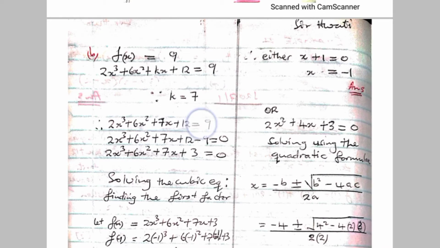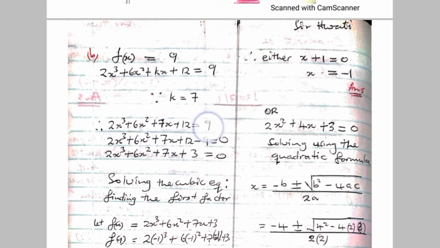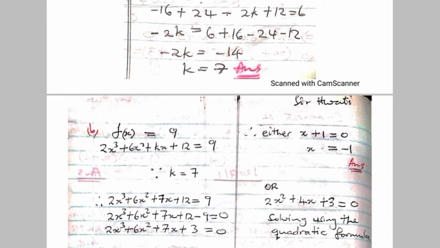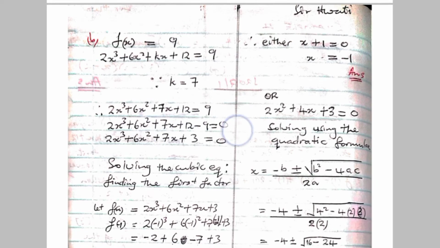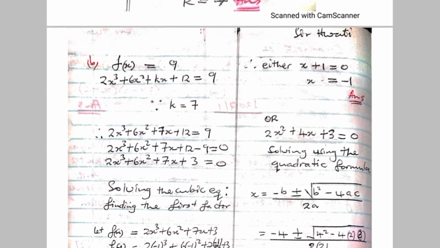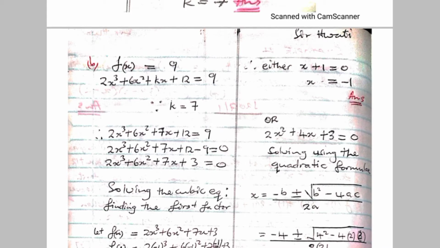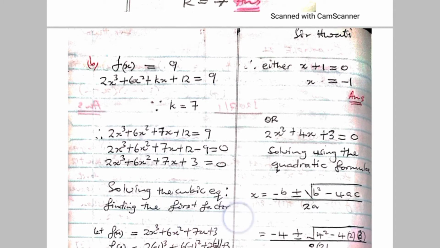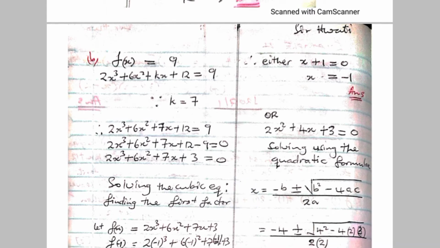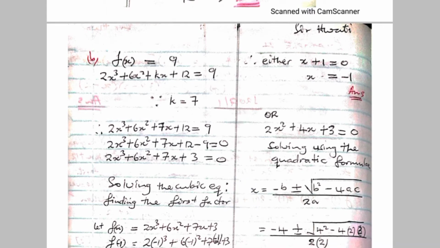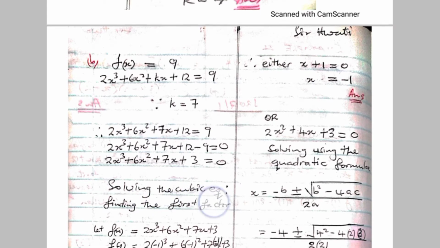We get 2x cubed plus 6x squared plus 7x plus 12 is equal to 9. Then we bring all terms to one side and we simplify. We get this expression. Now, if you check, this is a cubic polynomial, a cubic equation. So in order to solve a cubic equation, we make use of factorization. And that factorization is done by using the factor theorem first. So we need to find the first factor using what we call the trial and error method.